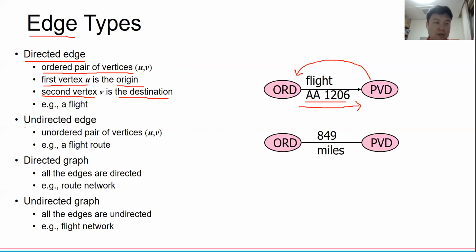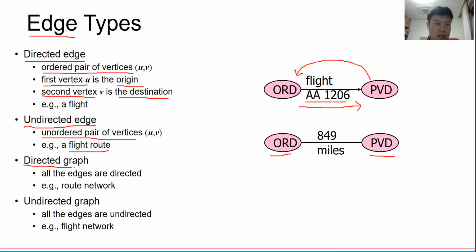There is another kind of edge, which we call an undirected edge. An undirected edge means an unordered pair of vertices. We have two vertices, ORD and PVD, and there is no direction. We just want to know that the distance between ORD and PVD is 849 miles, regardless of whether it is from ORD to PVD or PVD to ORD. So it is just a flight route.